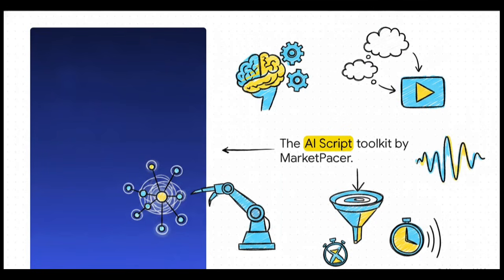Enter the solution, the AI YouTube script engine. This is a toolkit developed by MarketPacer. And let's get this clear right out of the gate. This isn't some massive, chaotic library of 500 slightly different prompt variations. Nobody has time for that. It is a single, documented, highly strategic system. It's designed to do exactly one thing: write complete, retention-optimized scripts that hook your viewers in 15 seconds and drive them to take action. And the best part? It does the whole thing in minutes, not hours.